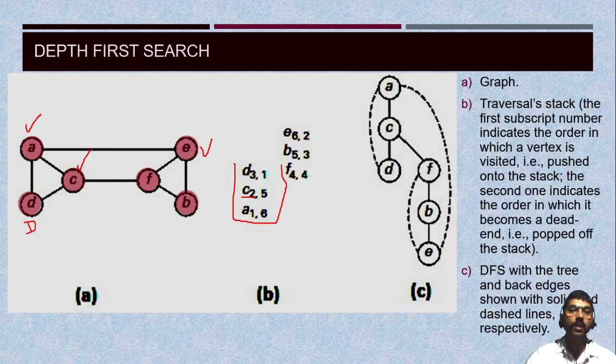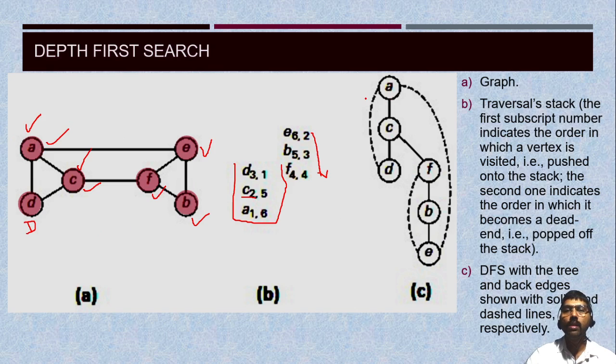Second pop is done here, E. Then there is no more adjacent node in B. So this is also popped. Then F is popped. Then C is popped. Then A is popped. The order is given here, 2, 3, 4, the order of popping. Okay, like that we are doing the algorithm.